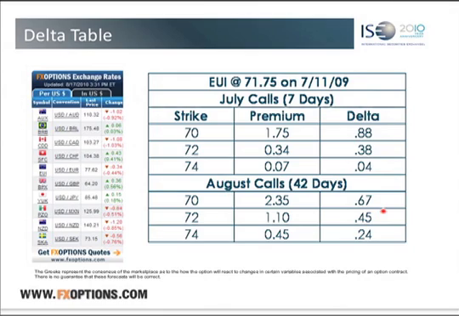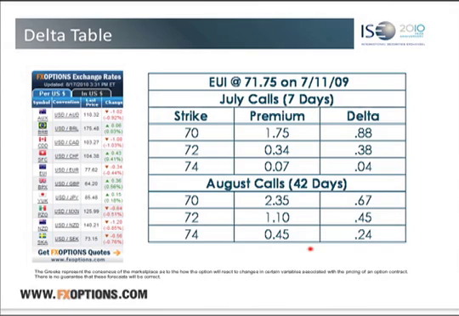Okay, now the opposite is true. Let's flip it over and look at this out-of-the-money option contract. Now time is on your side. There's 42 days remaining to expiration here, and there's 7 days remaining here. So now time is our friend.